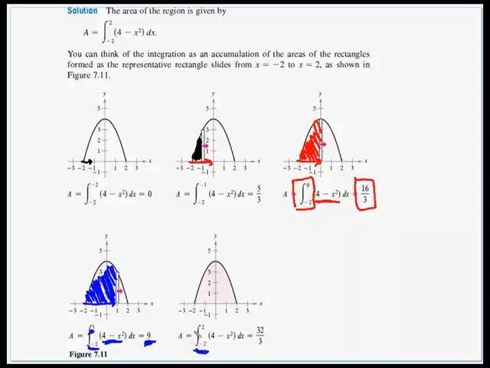And let's polish it off. From -2 to +2, now we're looking at the entire area under that curve. We integrate and get the area as 32/3 square units. So think about, we're sort of rolling out. We're sliding our left endpoint toward the right endpoint. We're accumulating more and more area underneath that parabola.